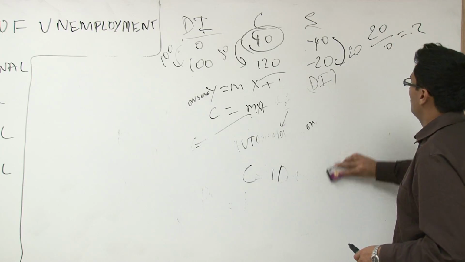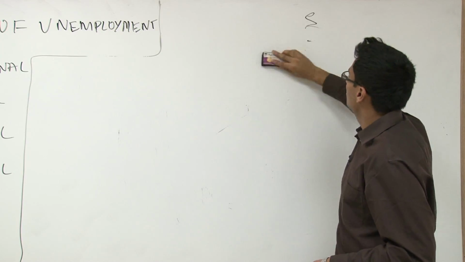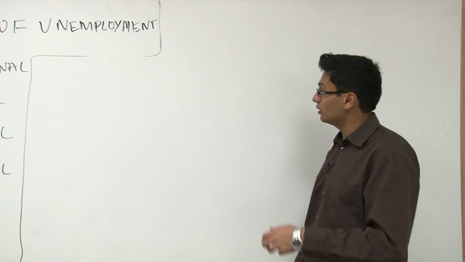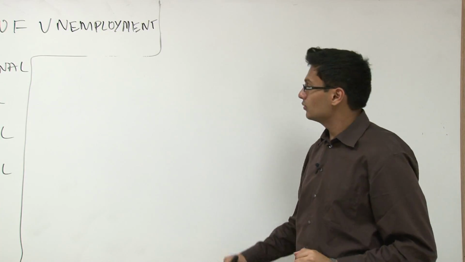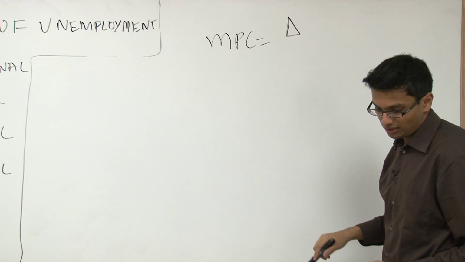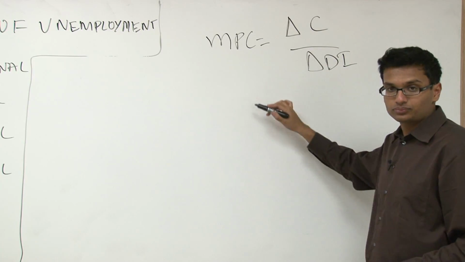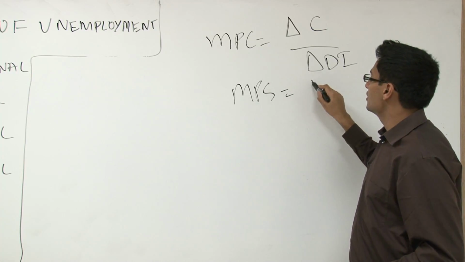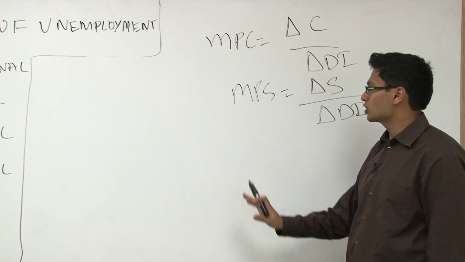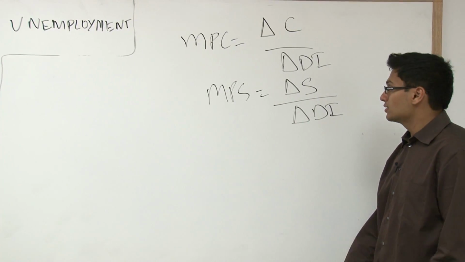So one more time in a formula, I'm going to go over MPC and MPS one more time because we understood a couple things. I'll tell you why MPC and MPS are important. MPC, using the formula, we said, is the change in consumption over the change in DI. MPS, we said, is the change in savings over the change in DI. Marginal propensity to consume and marginal propensity to save. So why is this important?